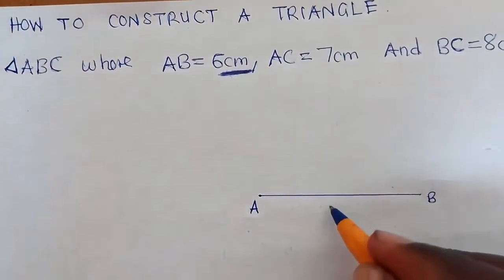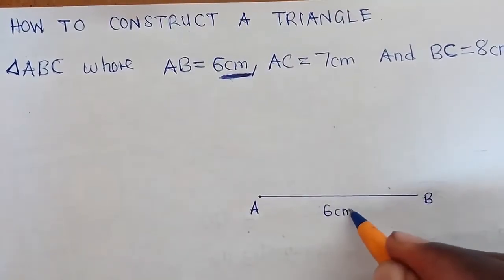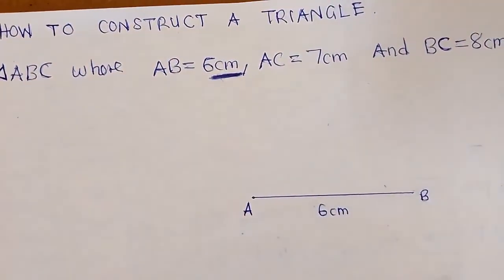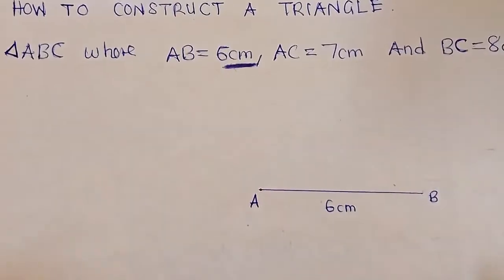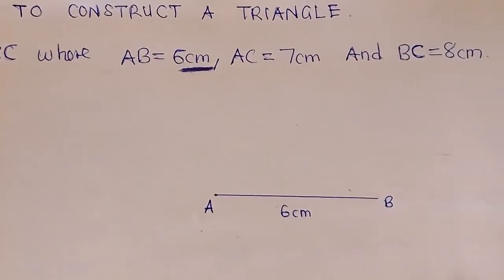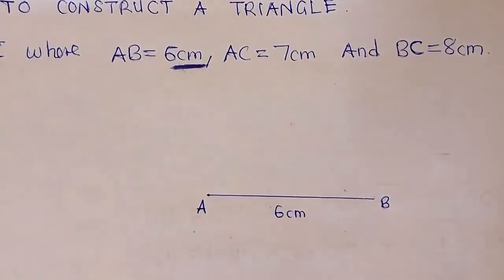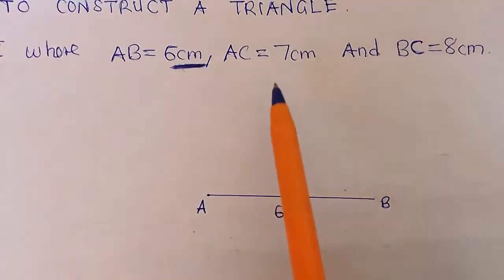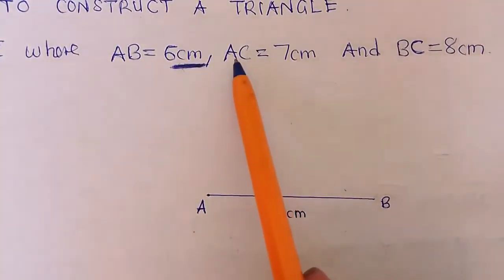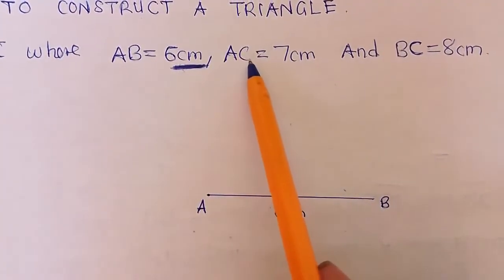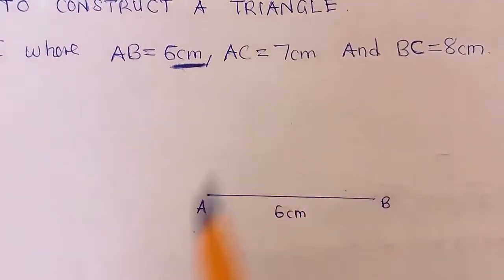So AB is what? 6 centimeters. You measure correctly. This is 6 centimeters. Then the other thing you are given is AC. AC is 7 centimeters.